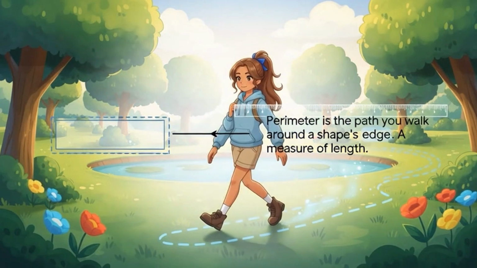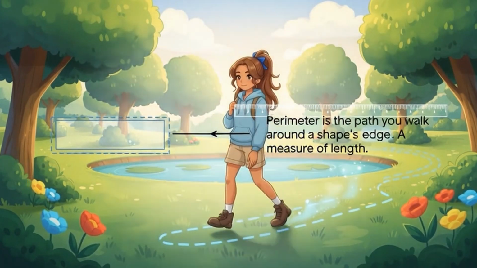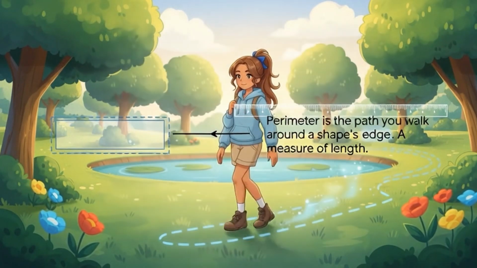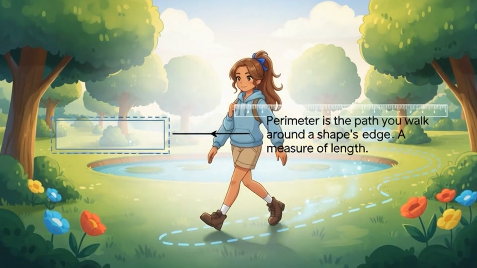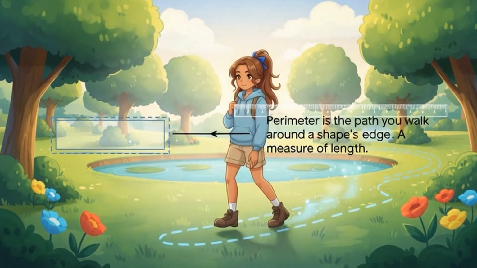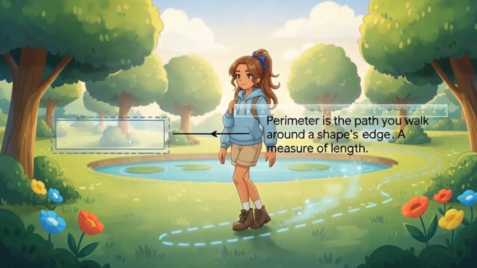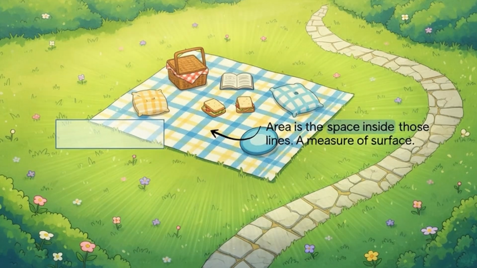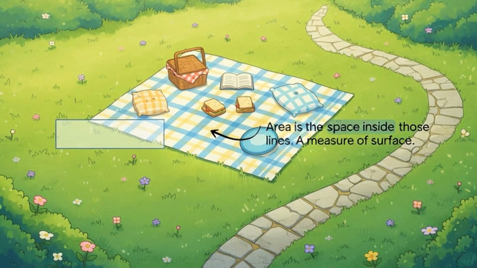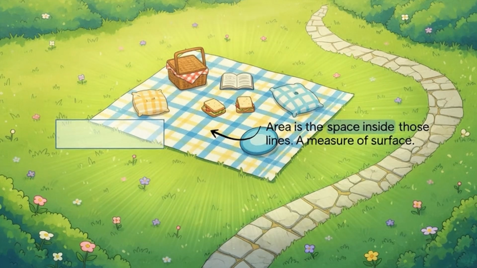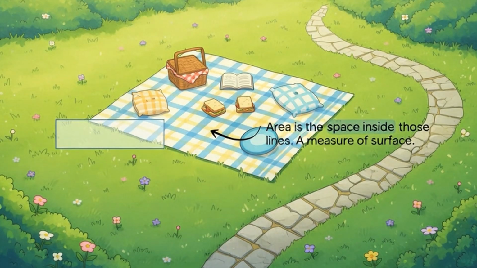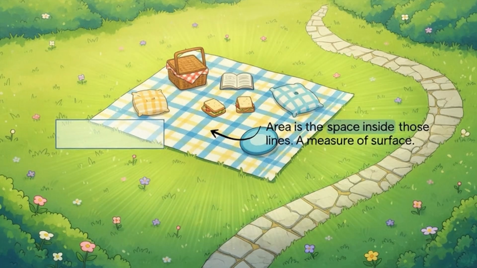A really good way to picture this is to imagine you're taking a walk along the very edge of a park. The total distance that you walk, that is the perimeter. It's just a length, a one-dimensional measurement. So what about the area? Well, that's the entire grassy field inside the path you just walked. It's all the space where you could spread out a picnic blanket. It's a two-dimensional measurement because it has both length and width.